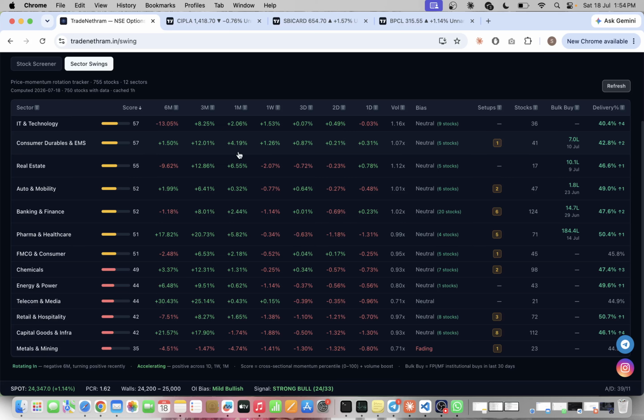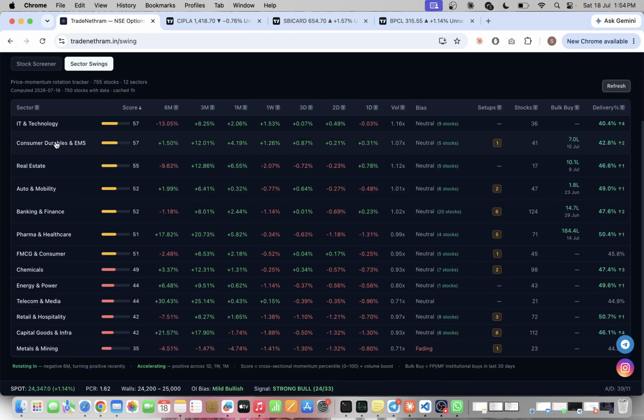And you can see all the past returns for that specific sector. Even if you had invested in that sector from the past 6 months, how it is doing, from 3 months, from 1 month, from 1 week, 3 days and 2 days, and everything, that data will be displayed here.